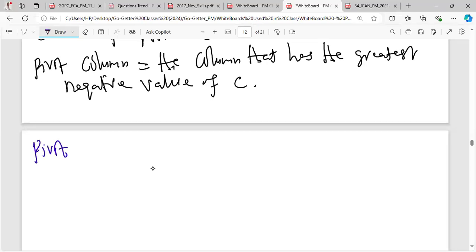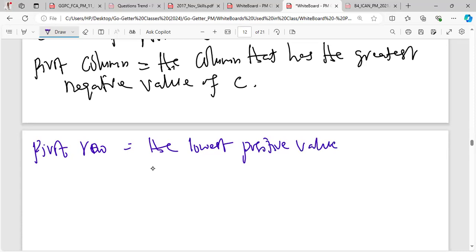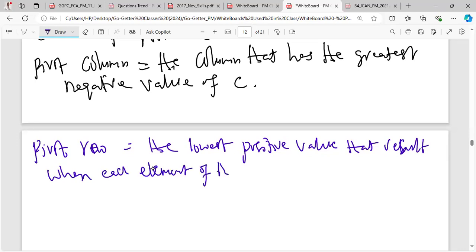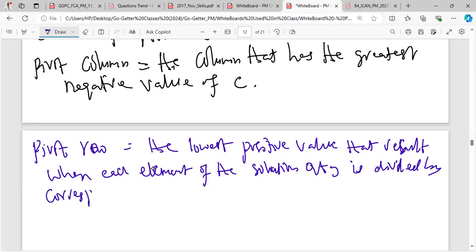Now, the pivot row is the lowest positive value that results when each element of the solution mix or the solution quantity is divided by the corresponding value in the pivot column, sorry.